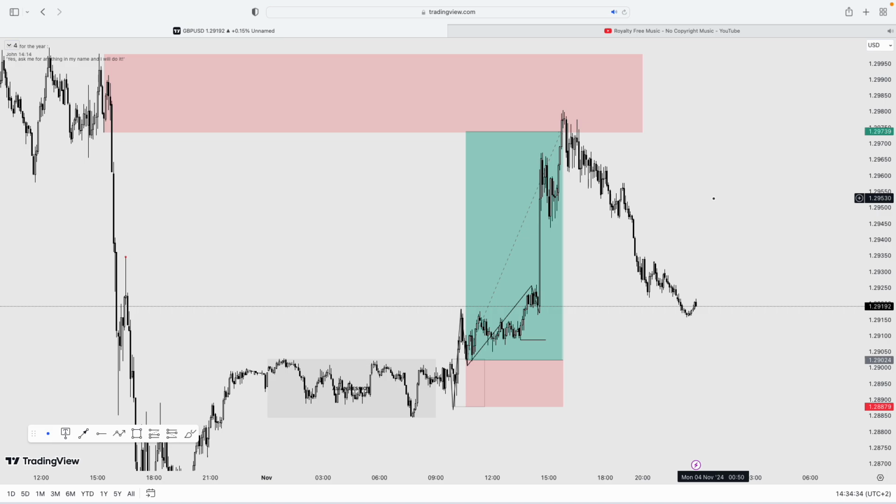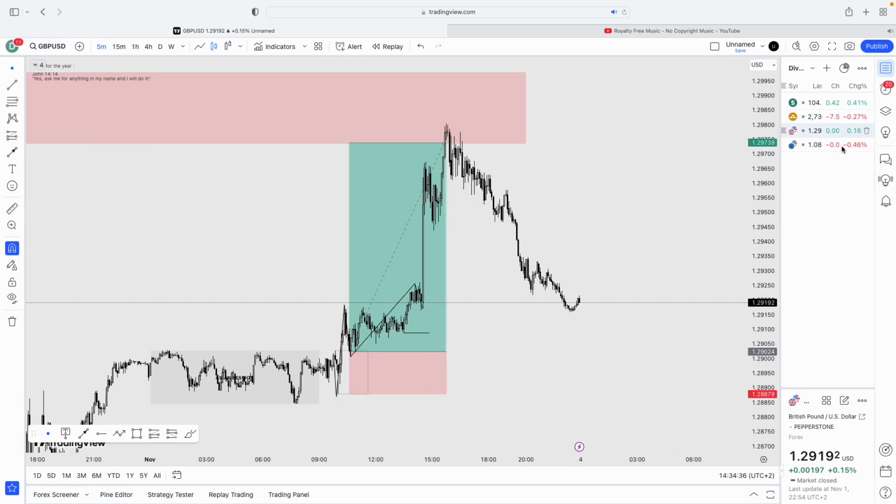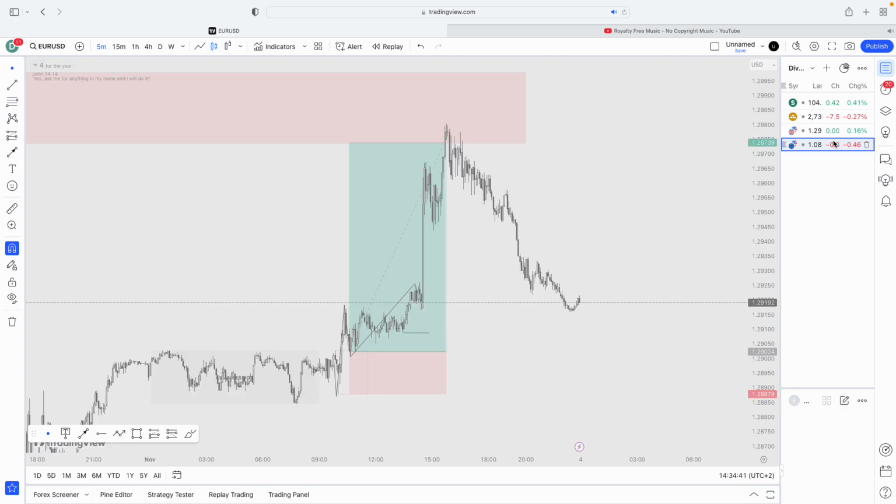I had a previous trade on EU. I will quickly run through that. I did post it on my Instagram page. Feel free to have a quick look at that.